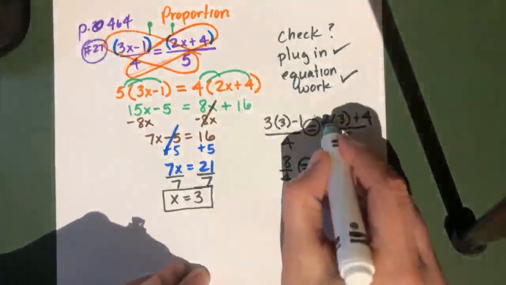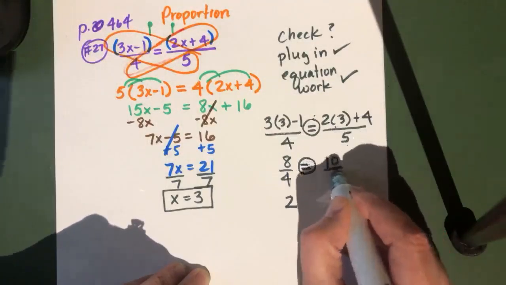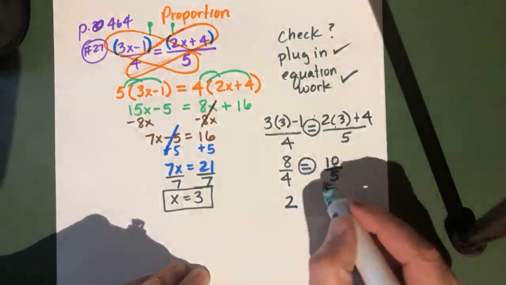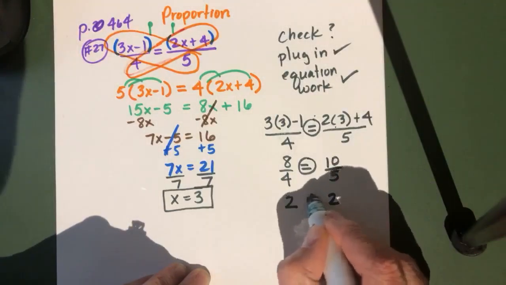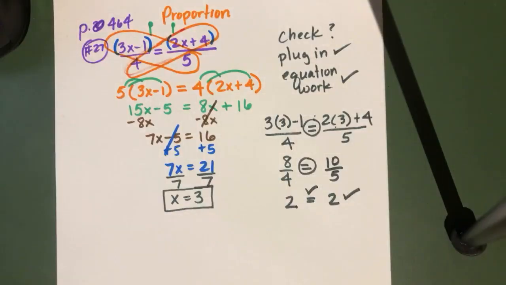Tricky there. So 2 times 3 is 6. 6 plus 4 is 10, so I have 10 over 5. What is 10 over 5 reduced to? 2. Therefore, they are equal. You've just checked your answer. Okay. So that is number 27, I believe. That's number 27 on page 464.